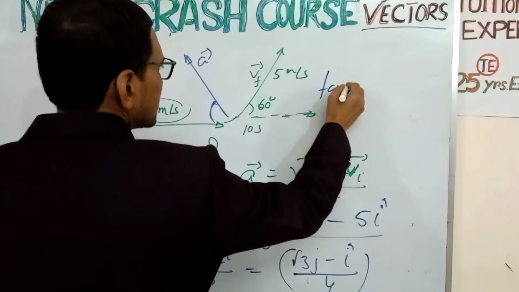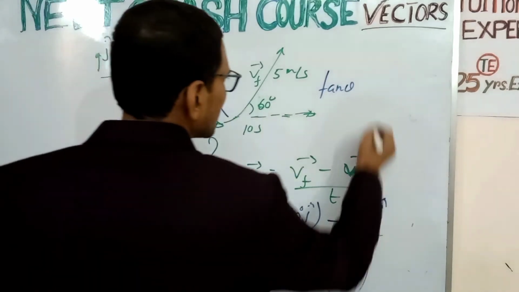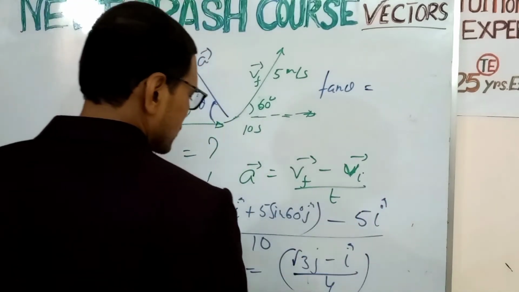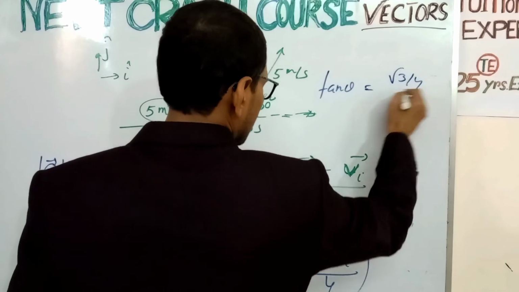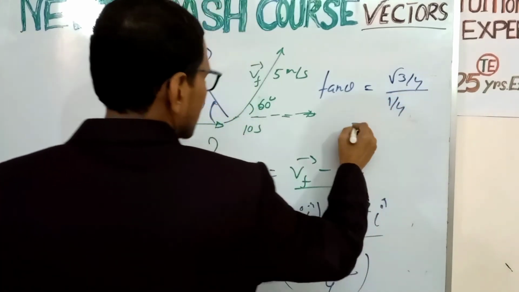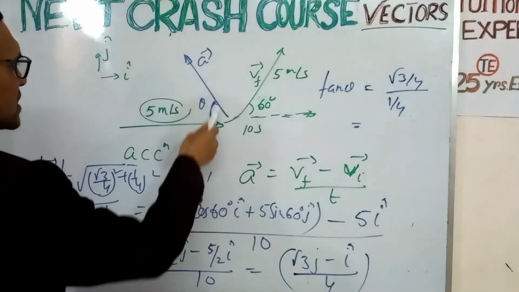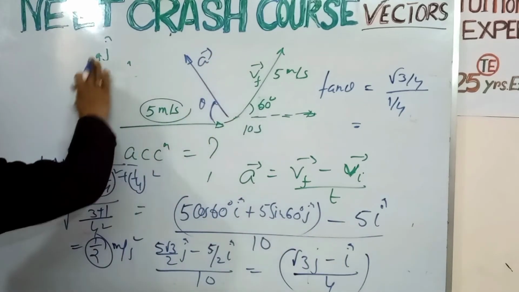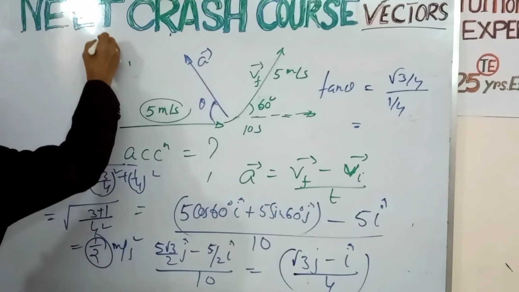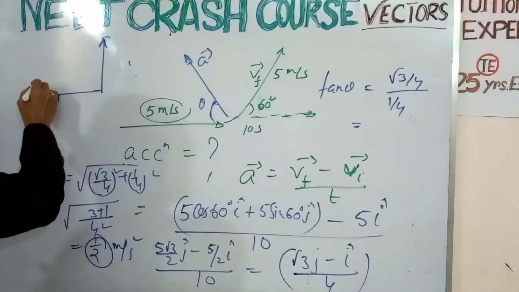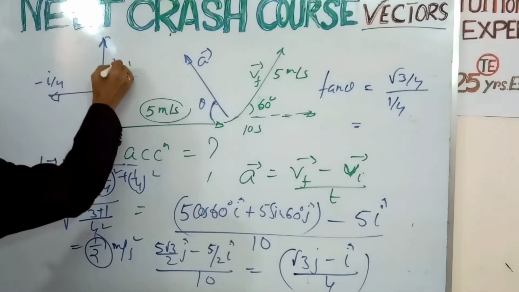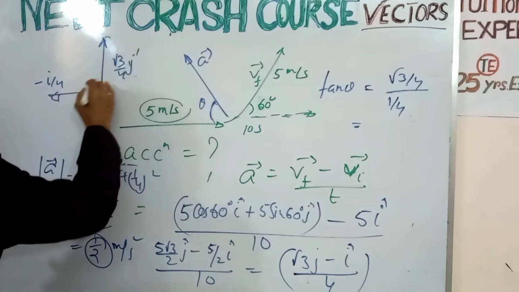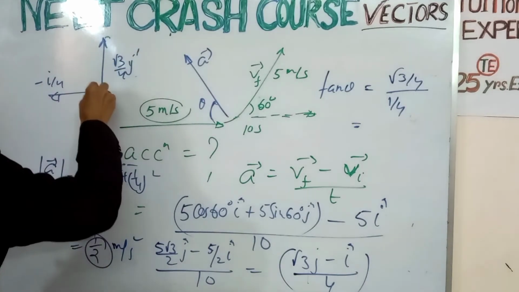We know tan theta equals the y component by the x component, root 3 by 4 over 1 by 4. The vector is root 3 j along that direction and minus 1 by 4 i along this direction. So the vector we draw here, this is minus i by 4 and this is root 3 by 4 j. So the vector should be along this direction.